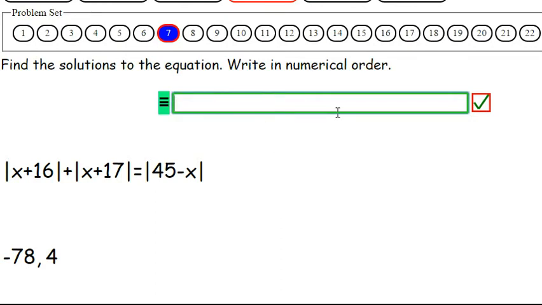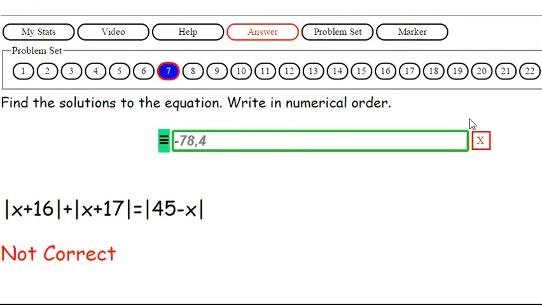Let's just go ahead and make sure. 78, 4. We should really kind of go back and check. Wasn't that the answer? Negative 78 and 4?